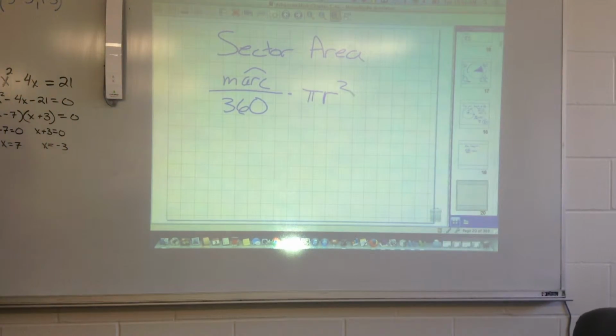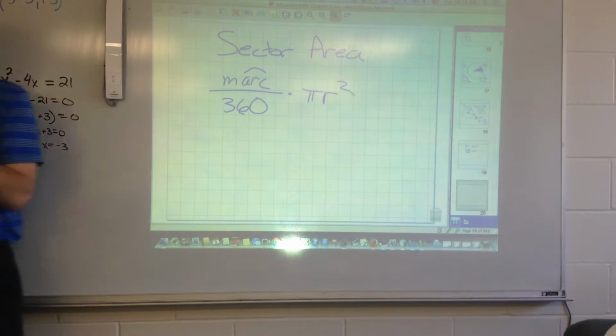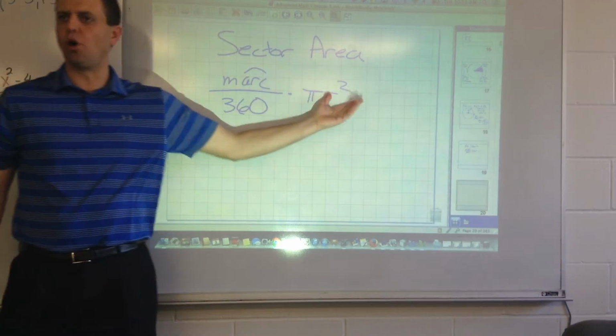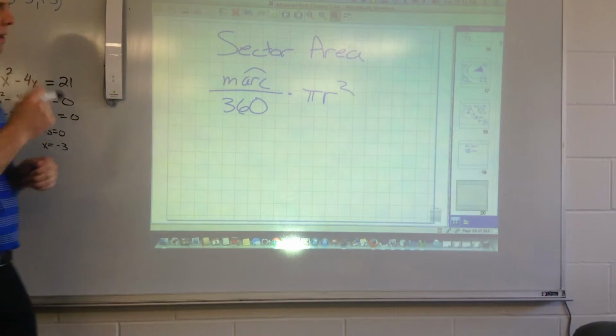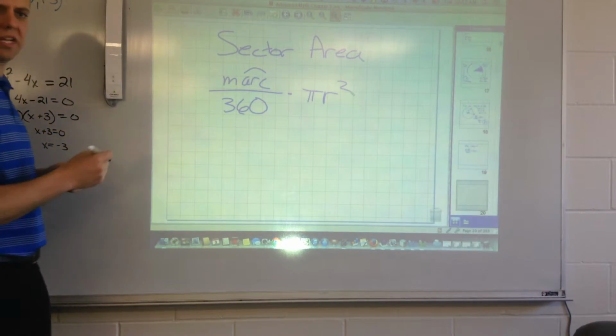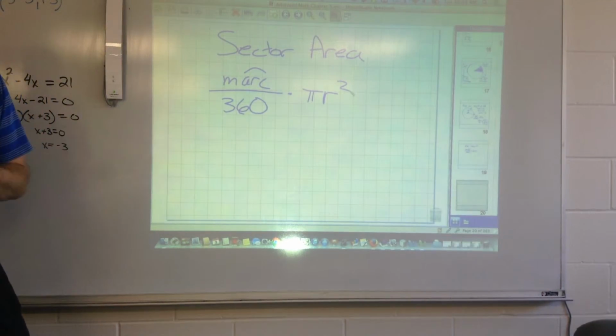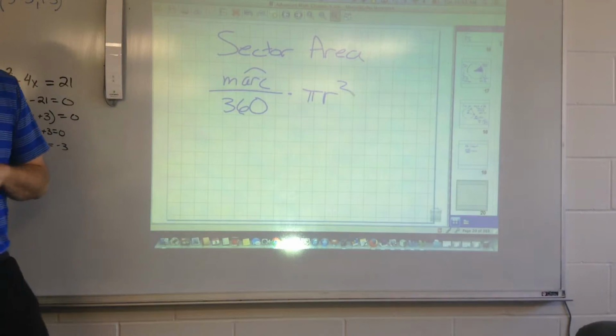So it's really pretty simple. Think about what fraction of the circle we're trying to find. Take that fraction times the total area, or if it's arc length, the total circumference. Okay? I'll do one example of this. Everybody got this formula written down that wants it? Okay?